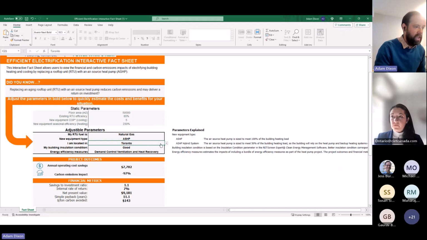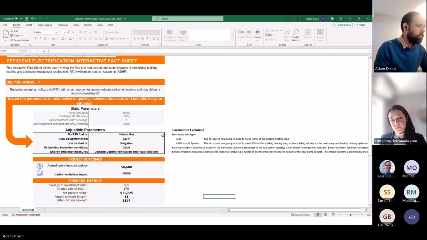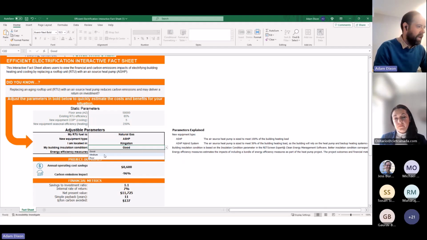We want to change our location. So we're going to look at Kingston. We have Ottawa, Thunder Bay, Kingston, and Toronto. It doesn't cover off the entire province, but for the most part, you can probably get a good estimate in your area, unless you're in the far, far north of Ontario. Even then, Thunder Bay is probably a good proxy for that. Our building insulation condition, the energy manager has identified as a medium. And right now we're going to look at the cost and greenhouse gas implications for no measure.